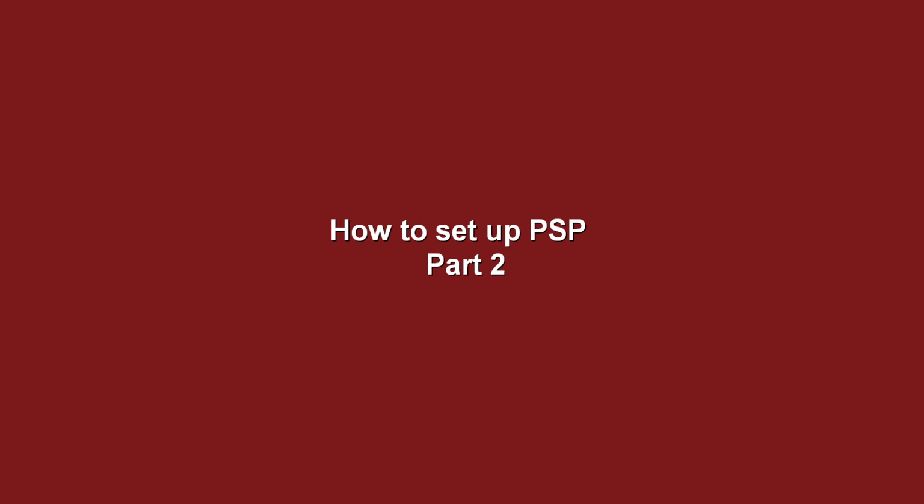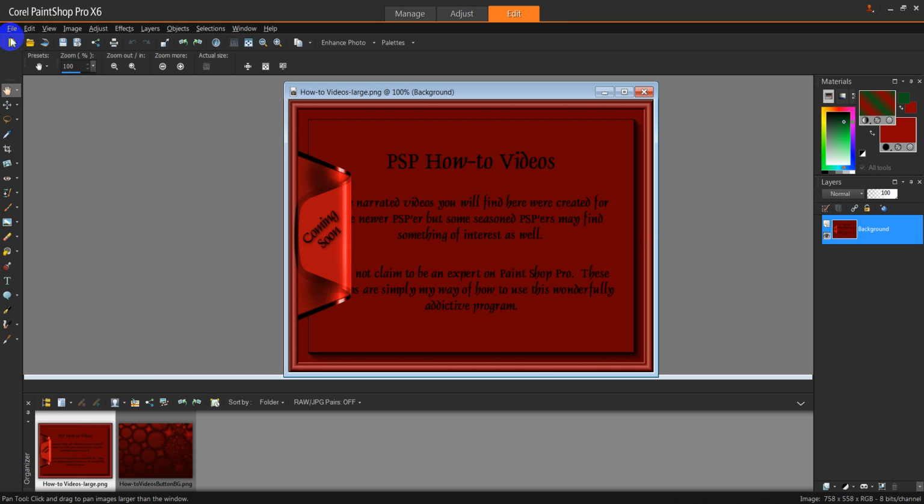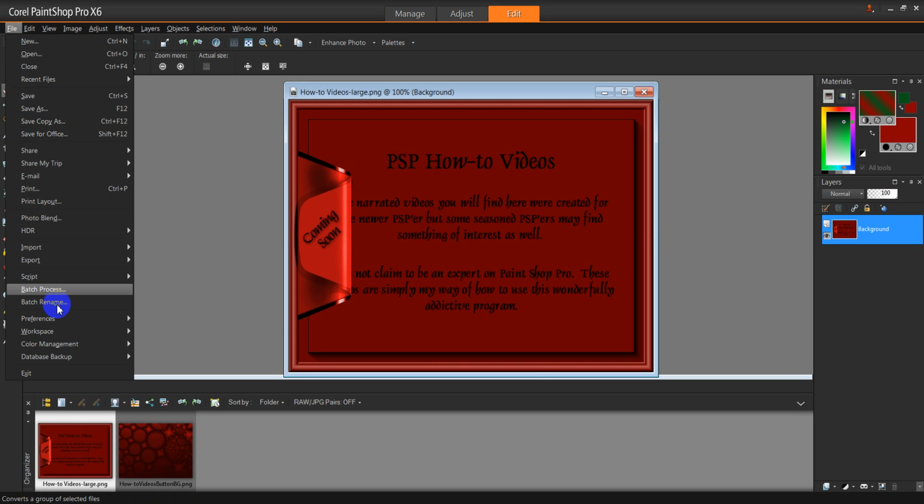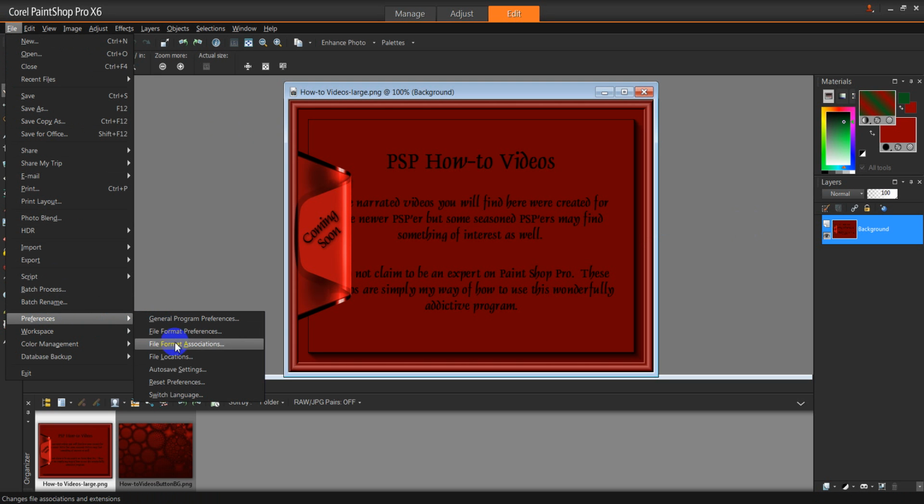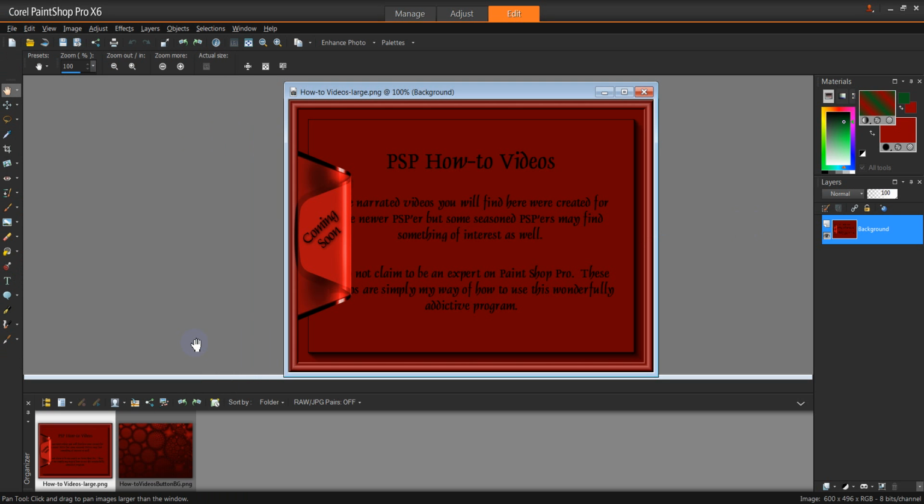This is the second part of setting up your PSP, and keep in mind that this is only going to happen one time. And the first thing that we're going to do is we're going to go up to File, down to Preferences, and to File Format Associations.